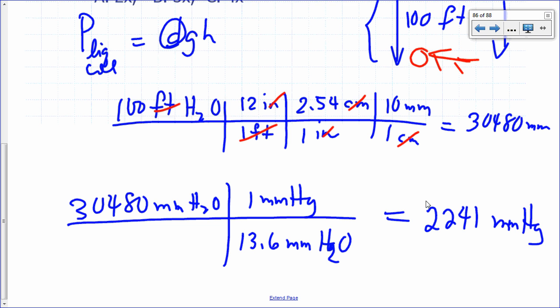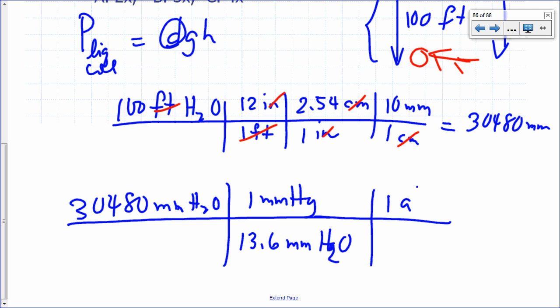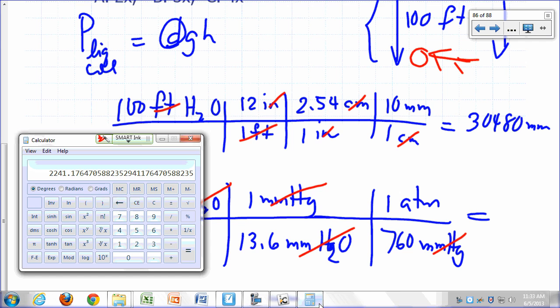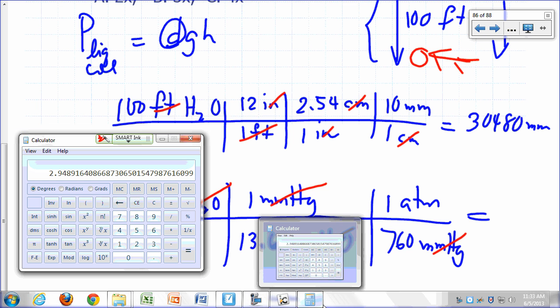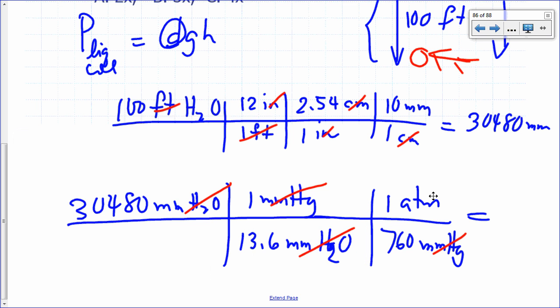And let's change that to atmospheres, since we already know the atmospheric pressure. So what's 1 atmosphere? 760 millimeters of mercury. Okay, so millimeters mercury cancels, millimeters water cancel. So that pressure is how much? Divide by 760, 2.95 atmospheres. Okay?